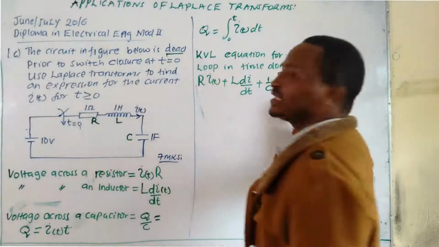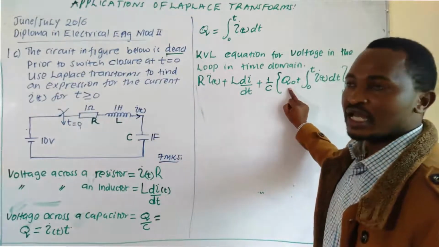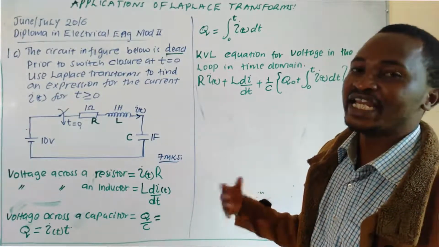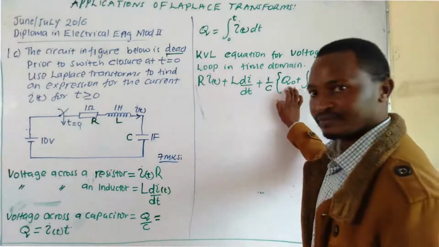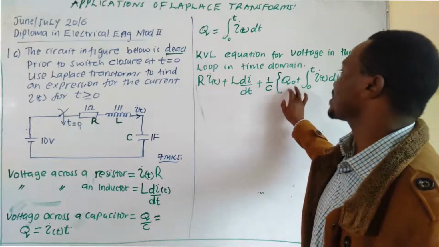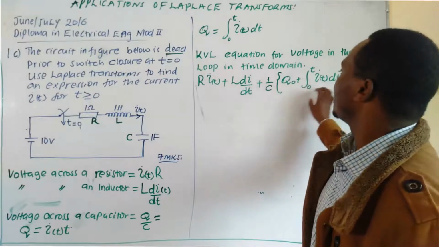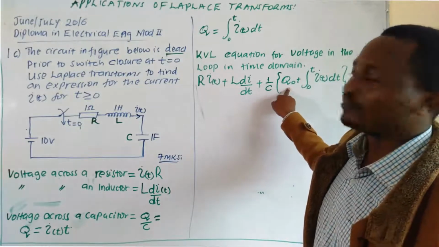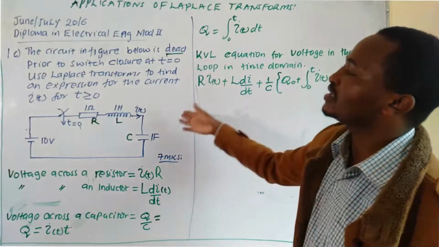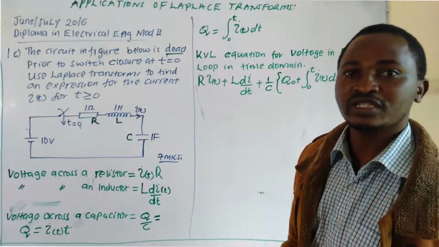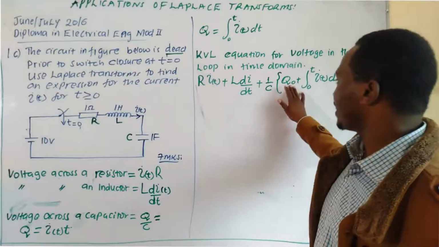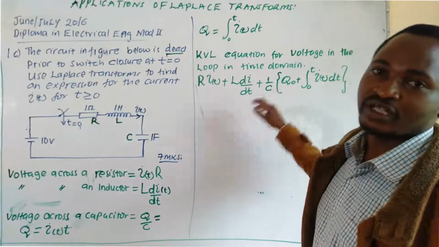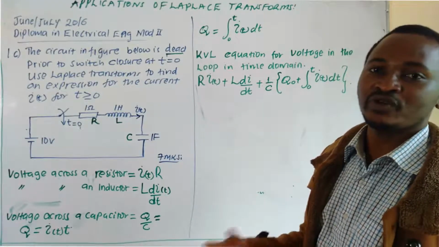The reason why I have included this Q naught is in case there is an initial charge in the capacitance. If you are told that there is an initial charge in the capacitor, you need this Q naught. But in our case, we don't need Q naught because we are told the circuit is dead before the switch is closed. But for general purposes, I would rather give you the formula in case a different question tells you there will be some charge in the capacitor before the switch is closed.